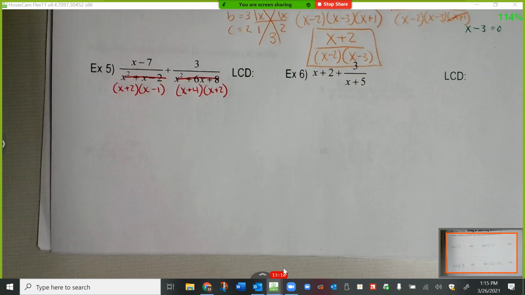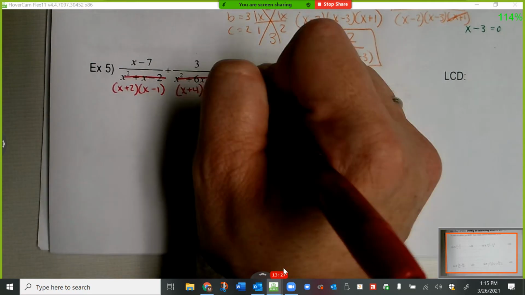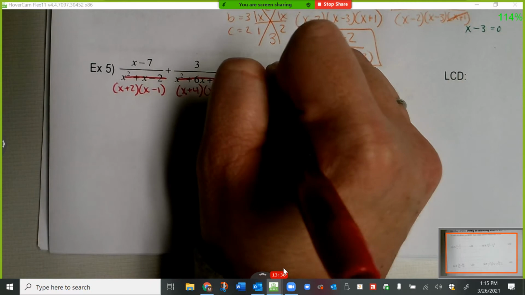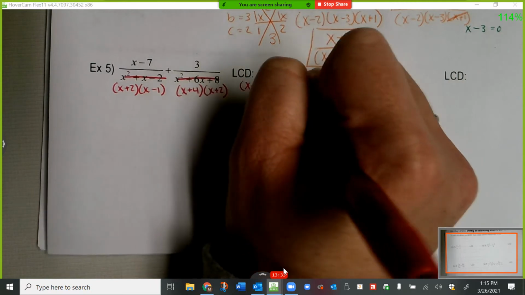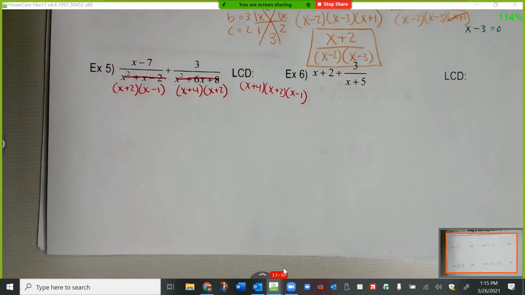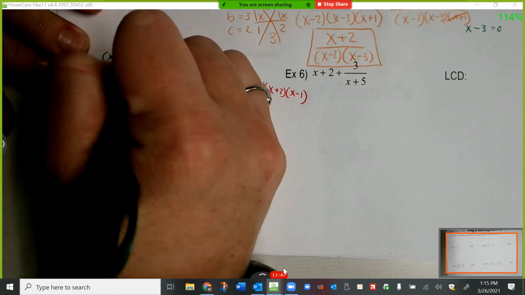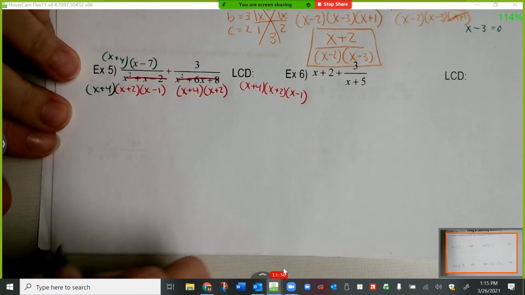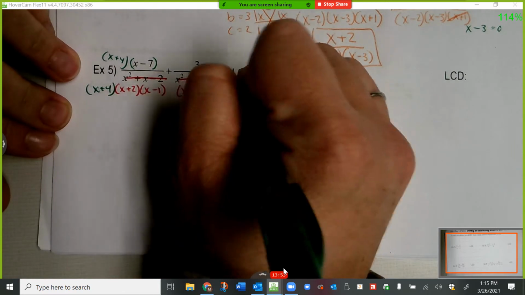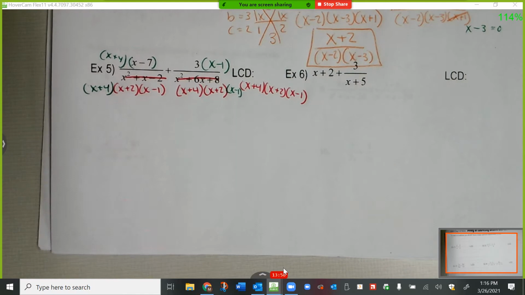So what would our LCD be? So what does that make all together? Those 3 factors. And then you were right. This one's missing the x plus 4. This one's missing the x minus 1. And the nice thing is this one's plus, so we don't have any distributing of negatives to worry about.